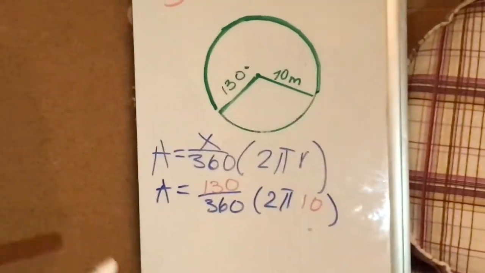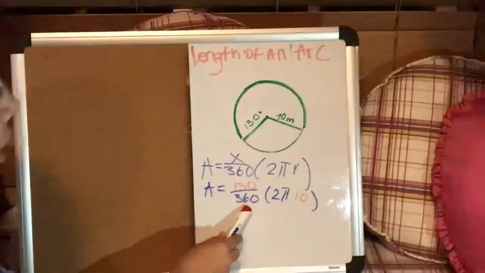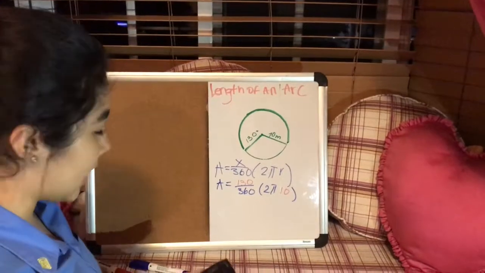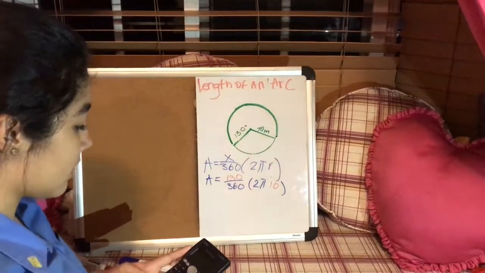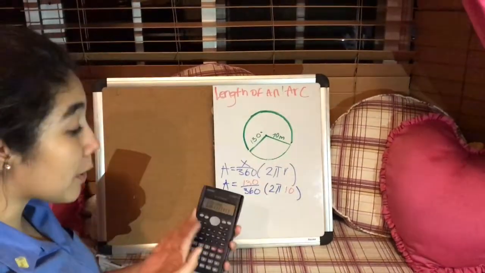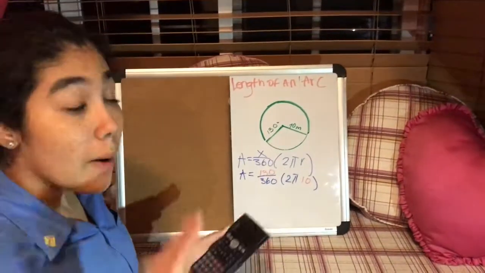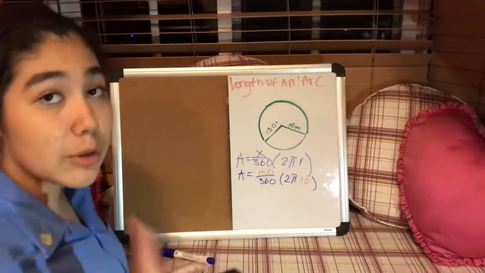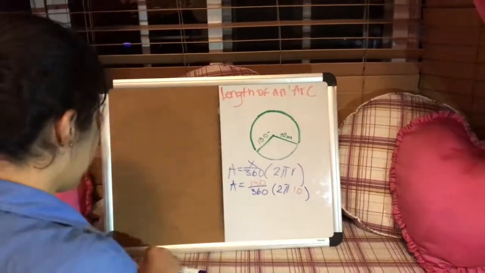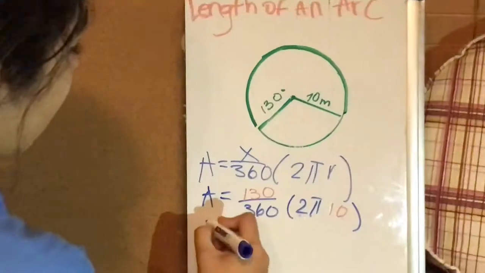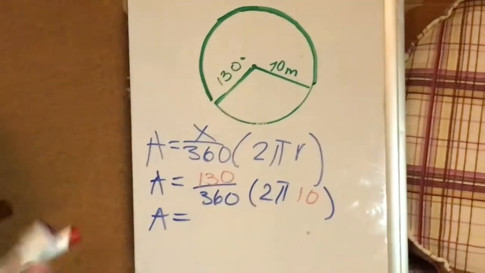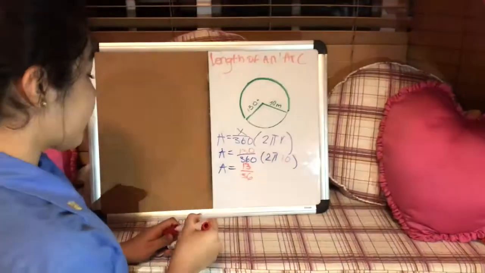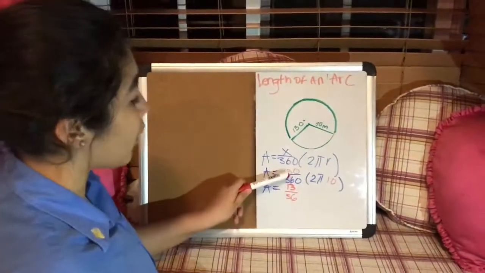So let's start solving the first part of the equation, which would be 130 divided by 360. We get our calculators and put it in. It equals 0.36. Because it's a decimal, it's easier if we change it to a fraction, which equals 13 over 36. So we write the new number: A equals 13 over 36. Now we have already solved this part of the equation.